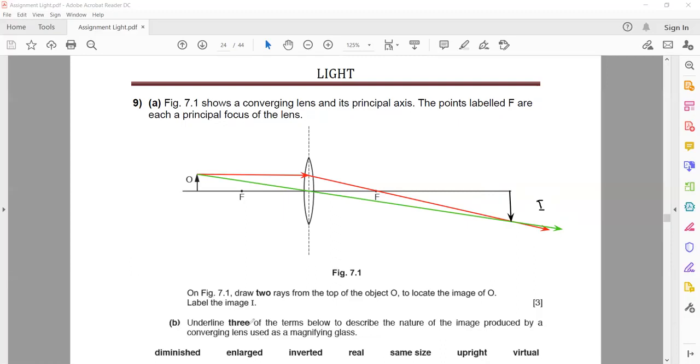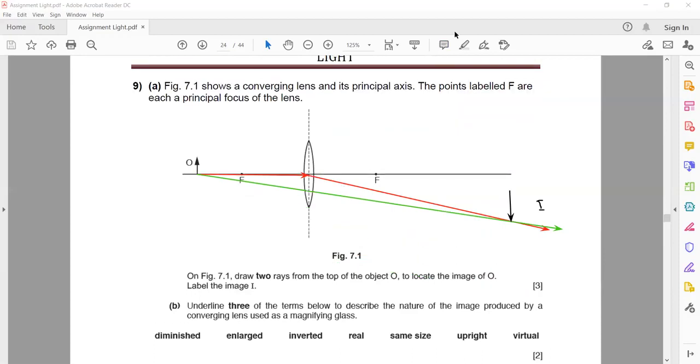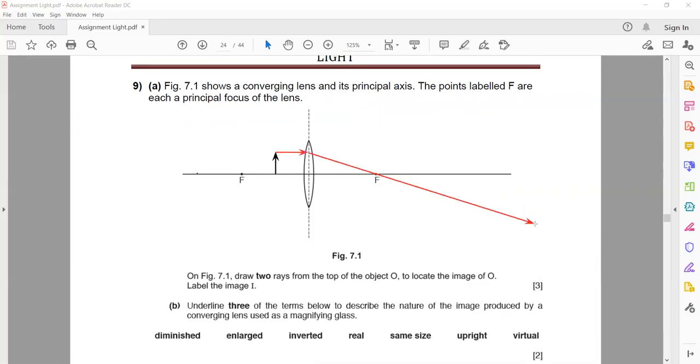Then underline three of the terms which describe the nature of the image produced by a converging lens as a magnifying glass. Not like this, a magnifying glass. When we use a convex lens as a magnifying glass, what happens? The object is between the focus and optical center. The parallel light ray will pass through focus, and the one through optical center will pass straight.